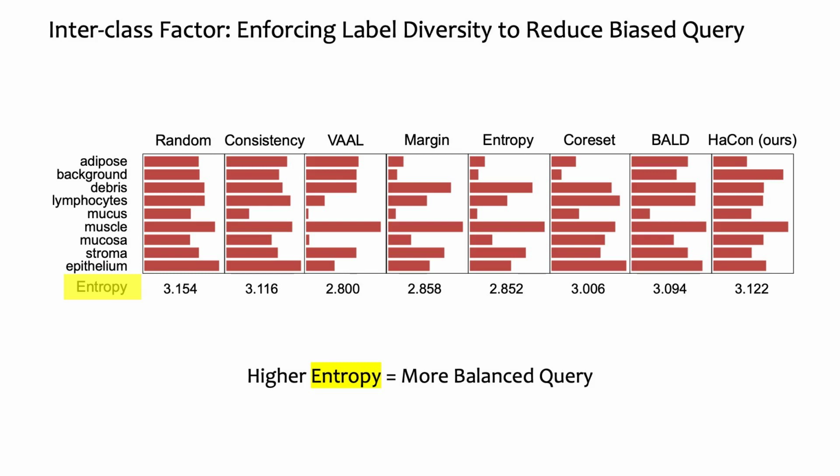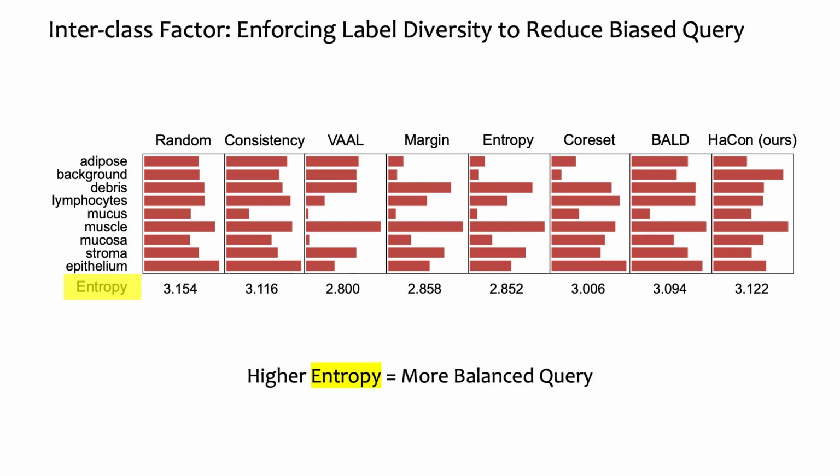In this figure, the left side shows medical image classification. Each column is a method for selecting the initial query, including random selection, the 6 active learning baselines we mentioned, and our proposed method called Hakan. The leftmost is random, whose selected class distribution represents the overall dataset distribution. We can see that some methods, like margin and entropy, have very large biases when selecting samples. For example, they select more muscle and fewer background and mucus.